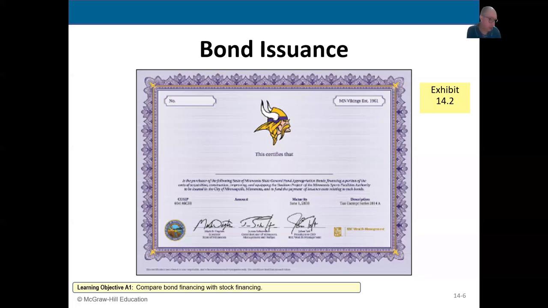You either receive interest payments quarterly or semi-annually, depending on the bond indenture, which is the agreement for the bond. So that's an advantage because you're receiving interest payments. The other advantage is you're receiving the face value at the end of the bond.